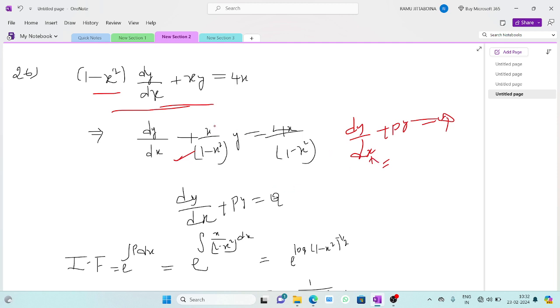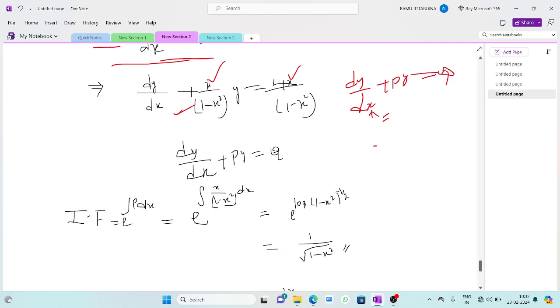Okay, so I will get P(x) as this one and Q as this one. For finding the integrating factor, I already told you the integrating factor works this way. We have to take e to the power of the integral of P dx. Comparing with this form, we get P as this one, e to the power of the integral of x by 1 minus x square dx.